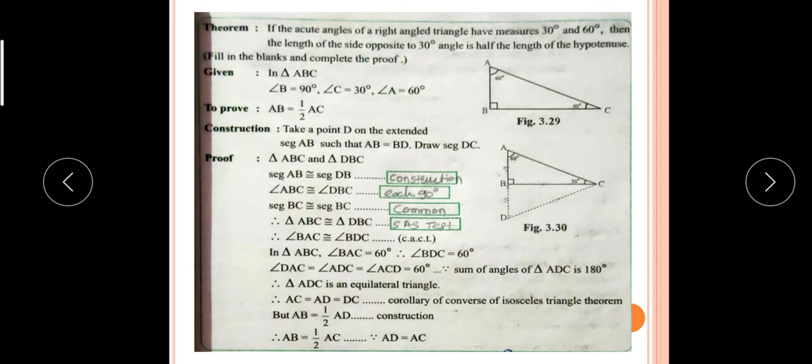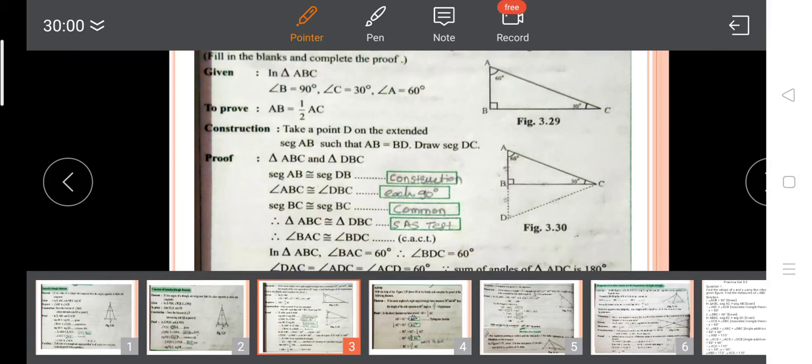Now construct: take a point D in such a way that AB is equal to BD, and join CD. Now if you observe this diagram, two triangles are formed, triangle ABC and triangle DBC. AB is equal to BD by construction. Angle ABC is equal to angle DBC, each being 90 degrees. BC is equal to BC, common. Therefore these two triangles are congruent by the SAS test.